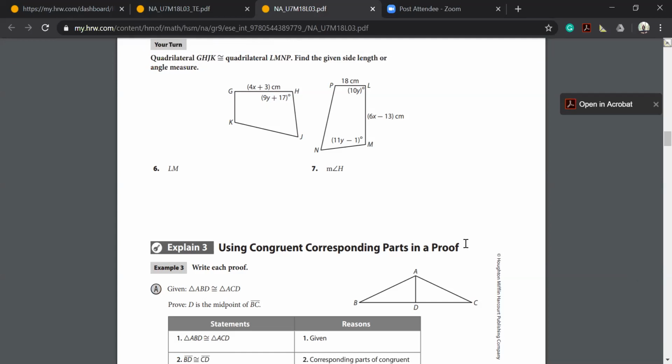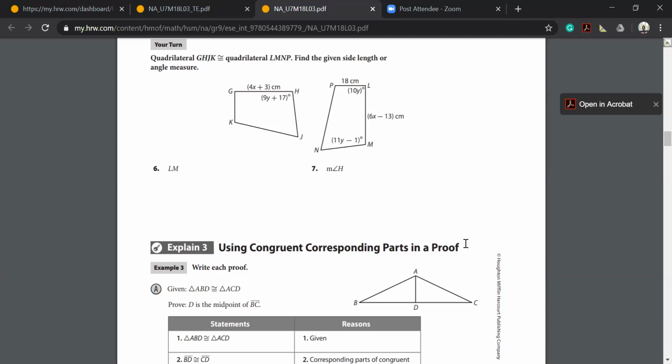What is a proof? A proof is when he gives you a certain statement or a certain rule or a certain theorem, and you are required to prove that this is true. You are not required to tell him if it's true or false. It's already true. But you have to use your knowledge and your understanding of angles and your understanding of congruence and these things to tell him why it is true. This is the proof.